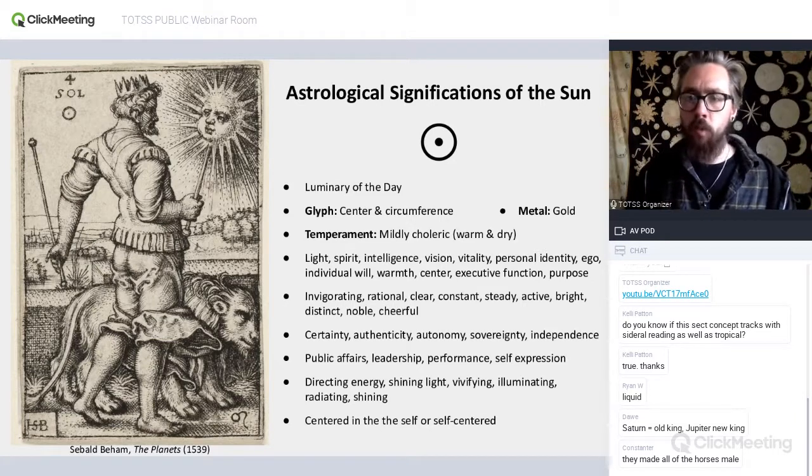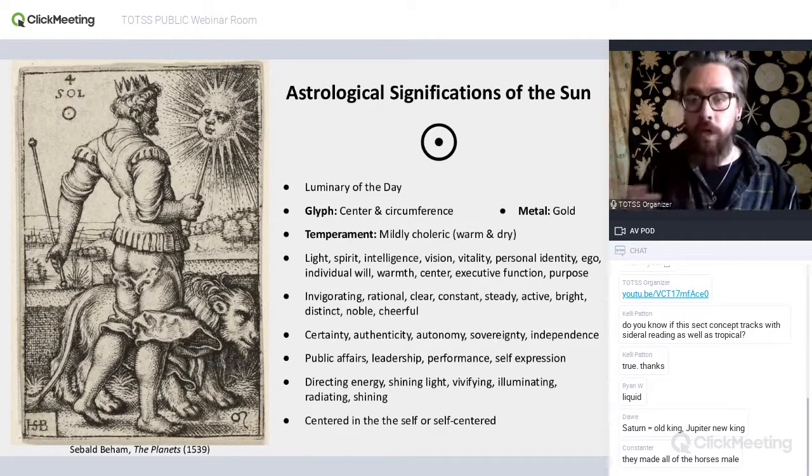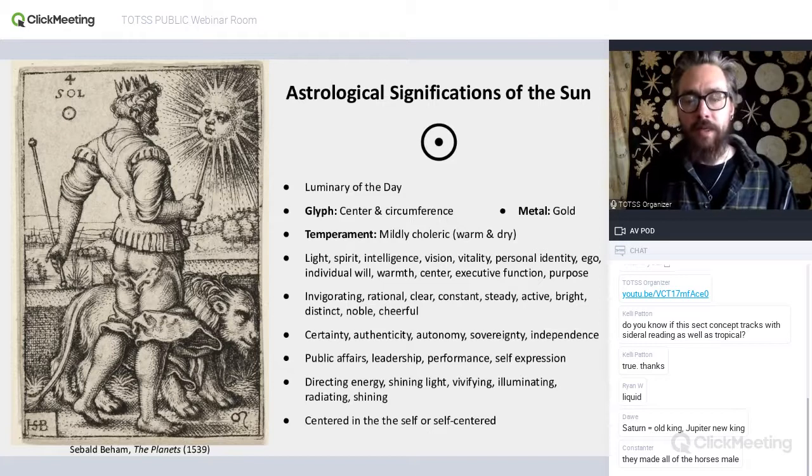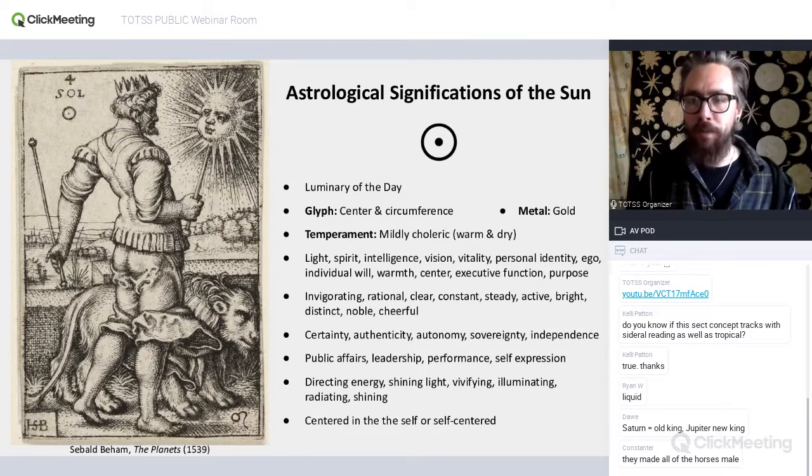It's something a little closer to the ego and to the personality, though also not unrelated. Also things like warmth, center, the executive function, although the planets are all sort of equals, more or less, different planets can be more or less powerful in different charts. The sun does tend to have that executive function of directing. And things like purpose is another good word for the sun.